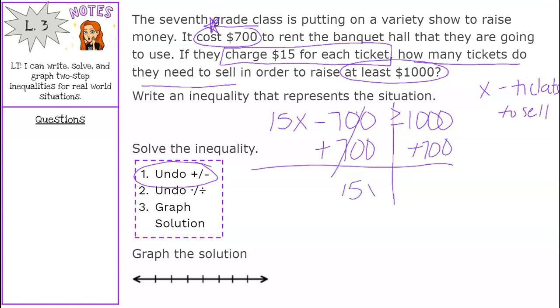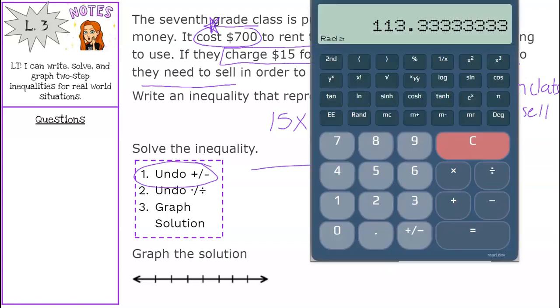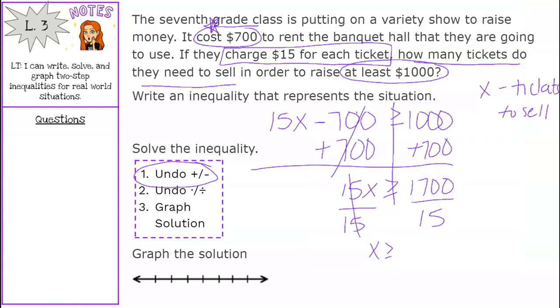We have 15x is greater than or equal to 1,000 plus 700 is 1,700. Next thing is to undo multiplication and division. We have 15x, which is multiplication, so we're going to divide by 15 on both sides. And we get x is greater than or equal to, we do 1,700 divided by 15. We get 113.3.